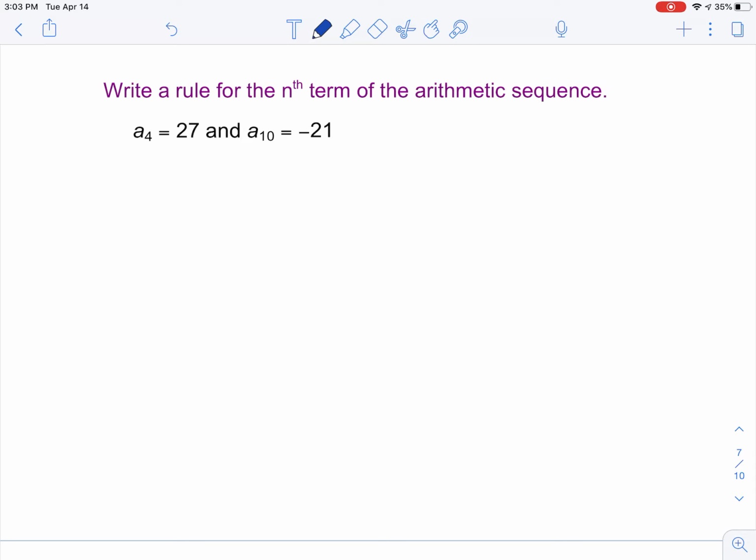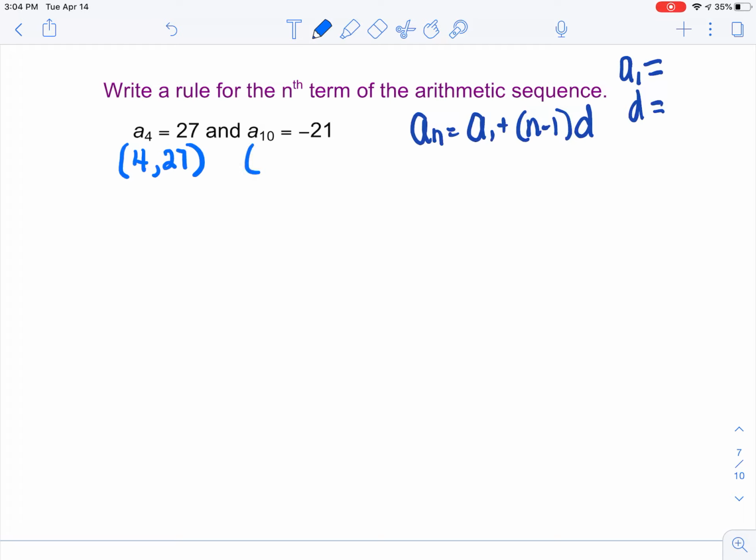All right, ooh, here's a nice one. Remember, a sub n equals a sub 1 plus n minus 1 times D. And to work with this, to find the rule, I need my first term and I need my D value. I don't have it. I have the fourth term and I have the 10th term. Well, what I like about this one is you can make these into just points. This is the fourth term, which is 27, and this is the 10th term, which is negative 21.